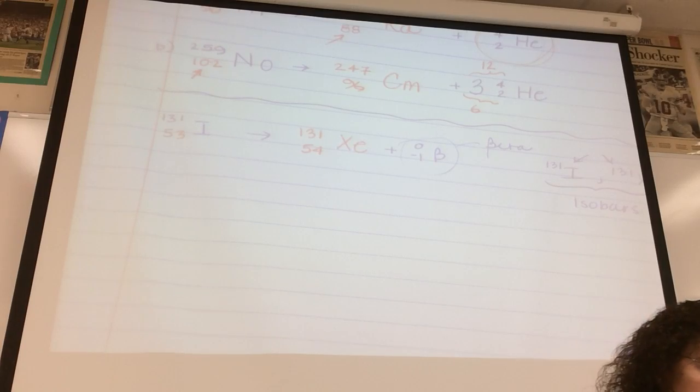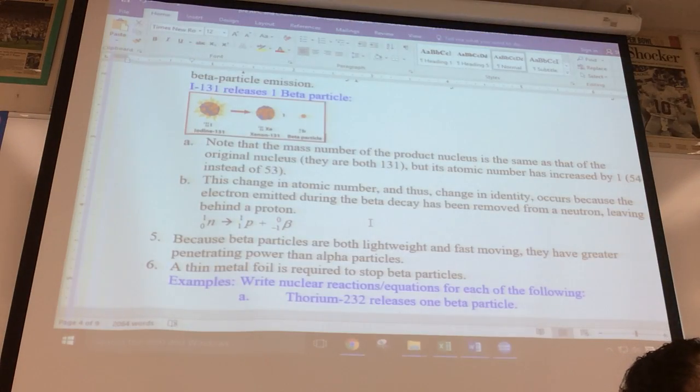The other thing I want to mention here, the change in atomic number, of course, results in a change in identity of substance, and that's because the electron that's emitted during beta decay actually has been removed from a neutron, and as a result, a proton is generated, hence the increase in atomic number. That's more than you need to know.